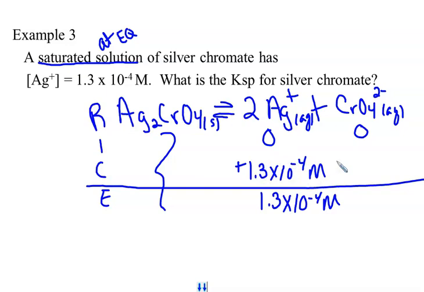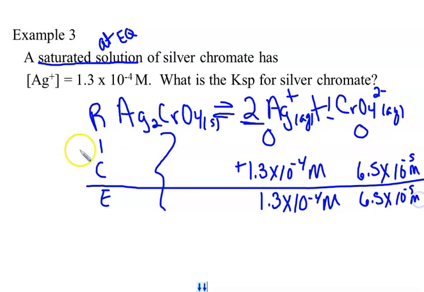The problem is, that's technically not what the other guy is, because those coefficients are back. For every 2 of the silver ions, I'm only getting 1 chromate ion. So if this is 1.3 times 10 to the negative 4th, which is what it told me, this would be half of that. This would be 6.5 times 10 to the negative 5th molarity. If you took this number and divided by 2, that's what you would get. Remember the C means change in, but you can think of C as, hey, make sure you use coefficients. So it's got to be proportional to the coefficients there.